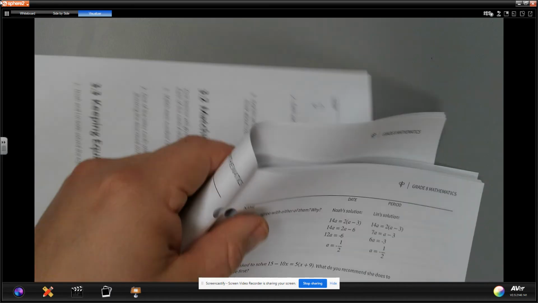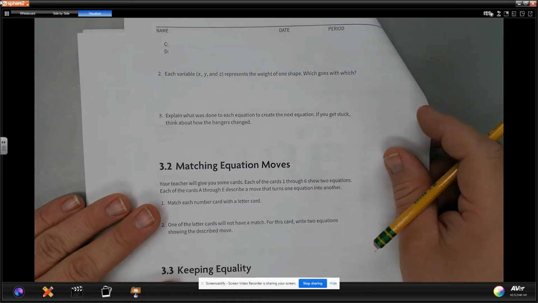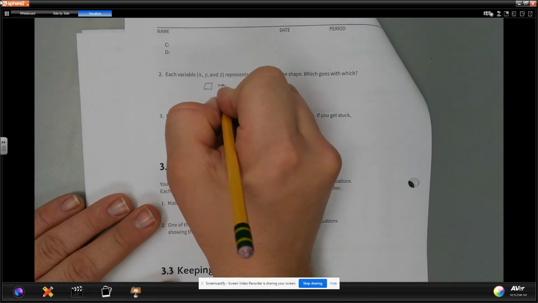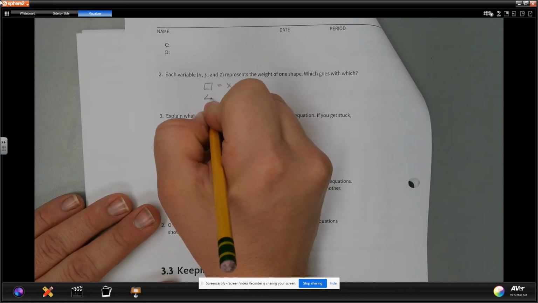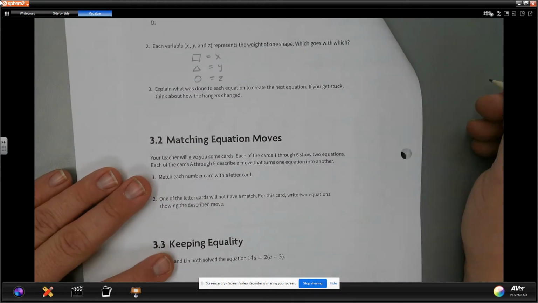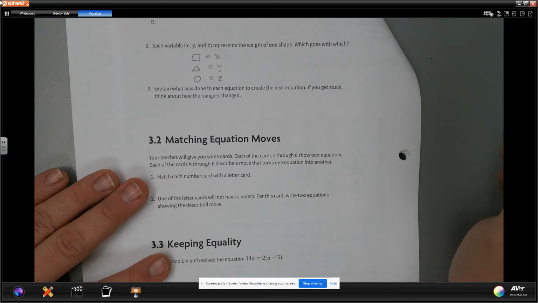Okay, quite a bit there. I know it's a little bit different looking at it. Let's look at what we see. Each variable, x, y, and z, represent the weight of one shape. Which one goes with which? We saw that the square is equal to x, the triangle was equal to y, and the circle was equal to z. Now explain what was done to each equation to create the next equation. If you get stuck, think about how the hangers changed.